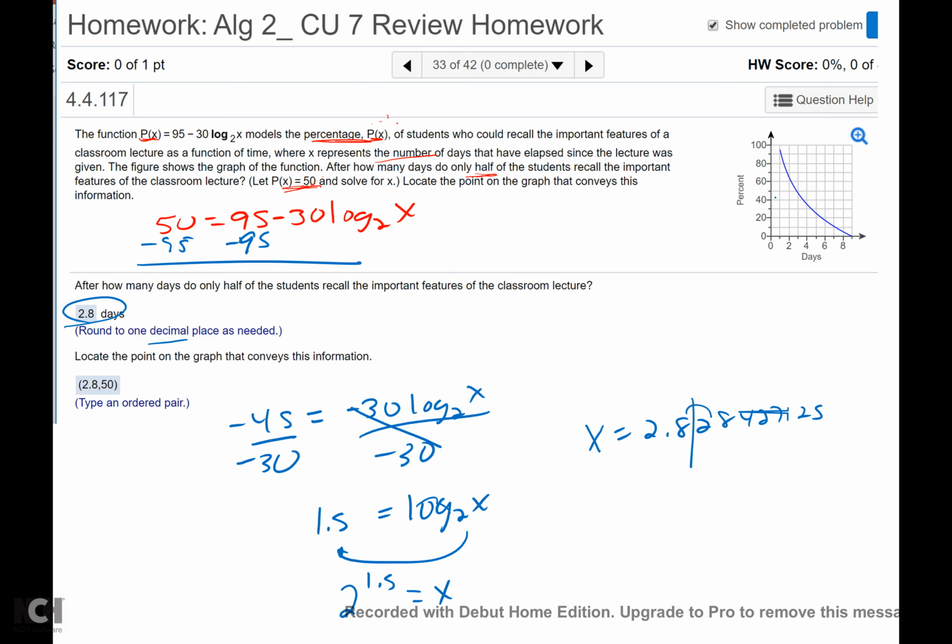Well, if I go to 2.8, 50, right there. Yeah? And that ordered pair would be 2.8, 50. Alright, so it's about 3 days.